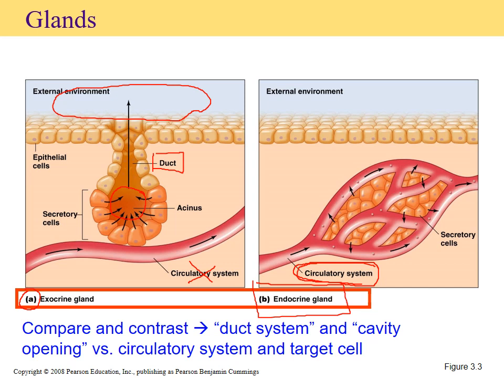How about your reproductive organs? So for instance, what if we take a look at the testes?